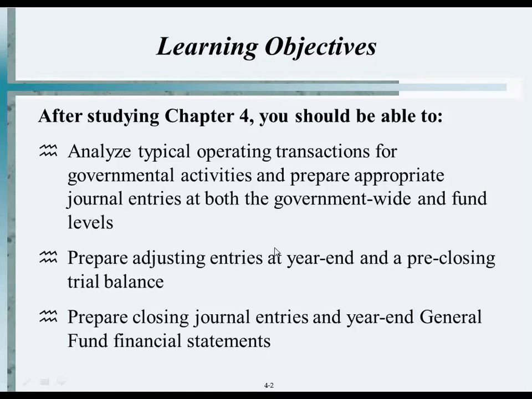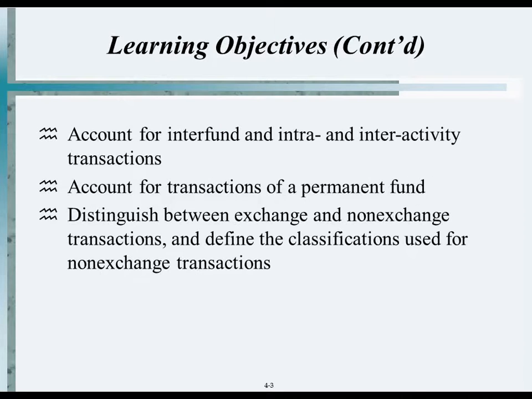We're going to analyze operating transactions at both the government-wide and fund level. We'll prepare adjusting entries at year-end and a pre-closing trial balance. There'll be some closing journal entries. There are interfund and intra-fund transactions, something to talk about permanent funds, and one of the important areas in this chapter, which is a description of exchange and non-exchange transactions. Now, to some of you, exchange and non-exchange transactions might seem like a very thick concept. But if you understand what the terms mean, you'll get what we mean here.